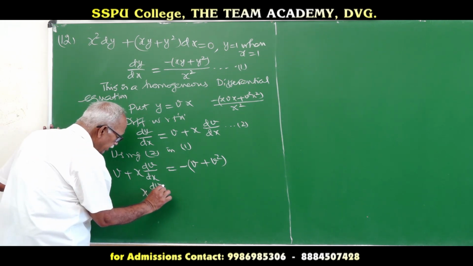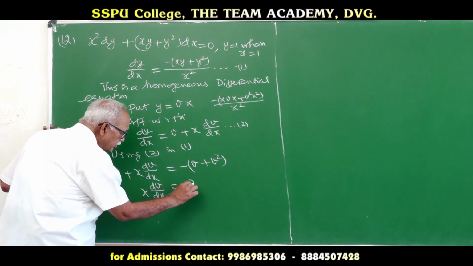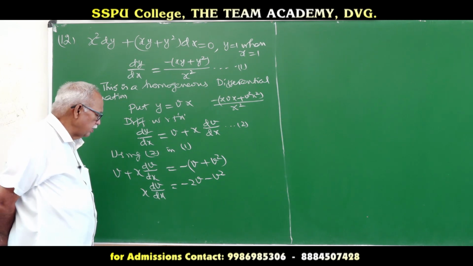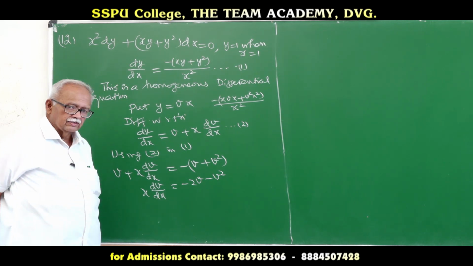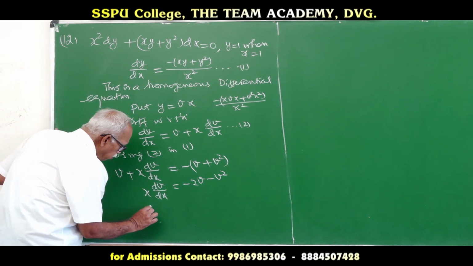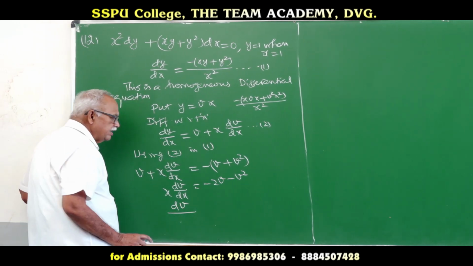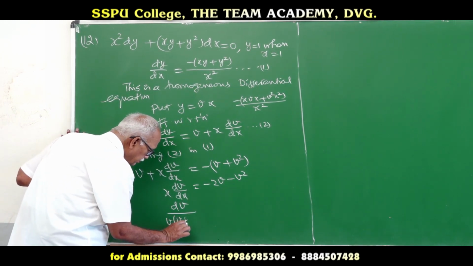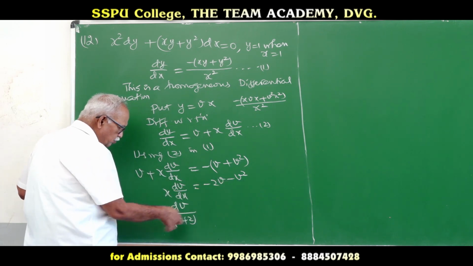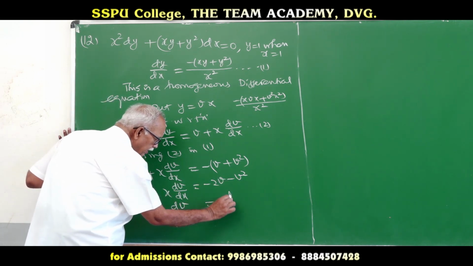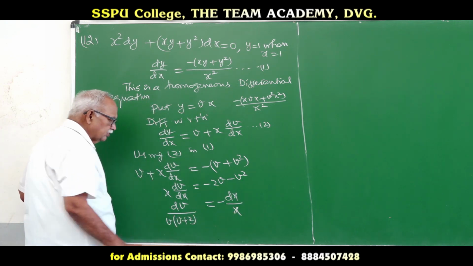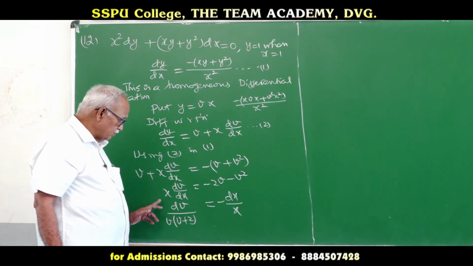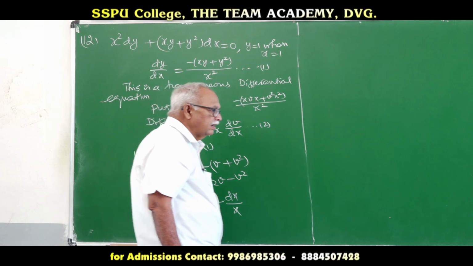Now, what is x into dv by dx? This is equal to minus 2v minus v square. Now, this can be taken as dv by v into v plus 2, v square plus 2v. The minus sign I am keeping on the same right hand side. So, minus 2v minus v square only I have taken it here. So, this we have to integrate. How to integrate this?